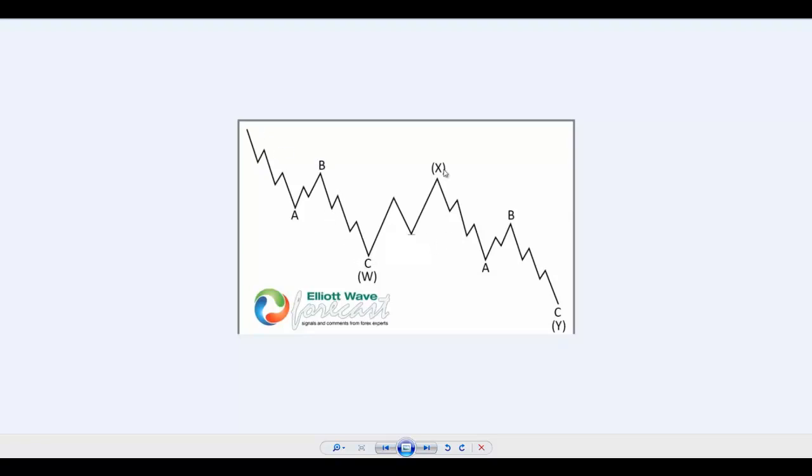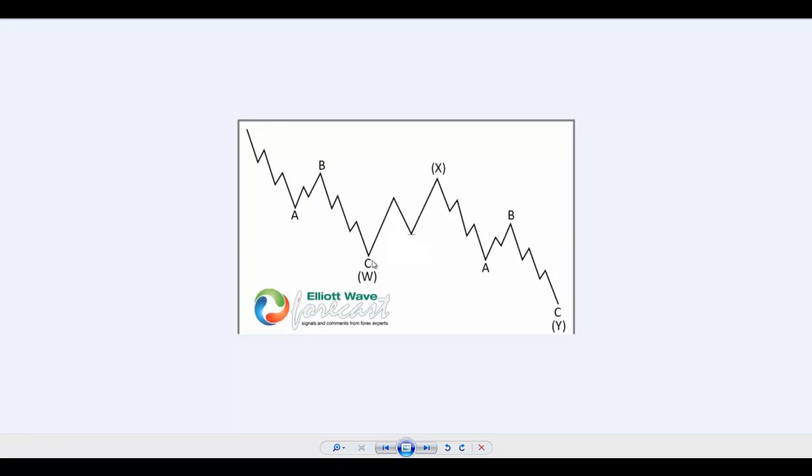Then you have a connector in wave X, and then you have one, two, three, four, five. Three, one, two, three, four, five. So you got a five, three, five here, a zigzag, a connector, and then another 5-3-5, another zigzag. So this one qualifies to be a double zigzag, but this W, instead of being an ABC, it can be 3-3-3 as well.